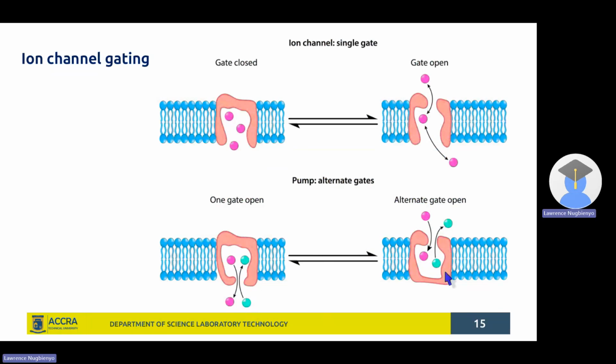So if you take the up as the outside of the cell, and the down as the inside of the cell, then when you have the extracellular space gate opened, you have the intracellular space closed. And when the intracellular gate is opened, the extracellular one is closed. So you have what is referred to as alternate gate opening. So these are alternate gates.